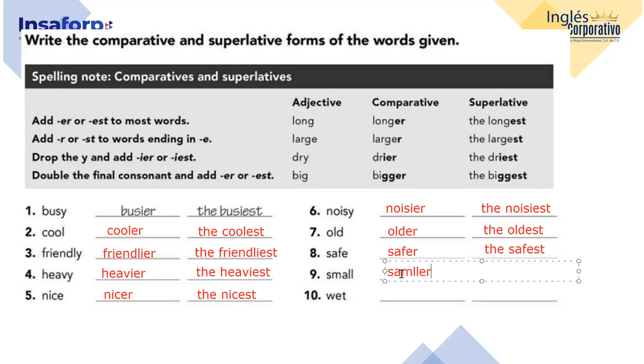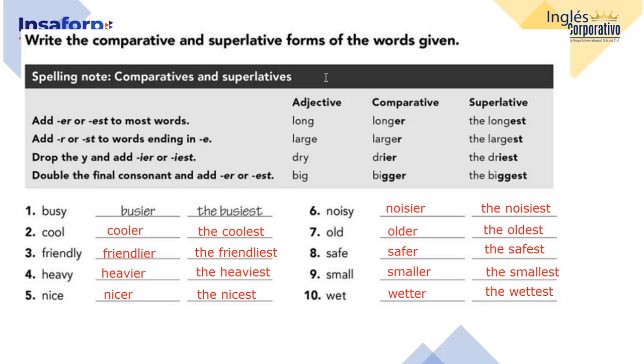Smaller, very good. And what about here? The smallest. Exactly, right? What about wet? Wetter, very good. And here? The wettest, very good. Okay. Thank you so much.